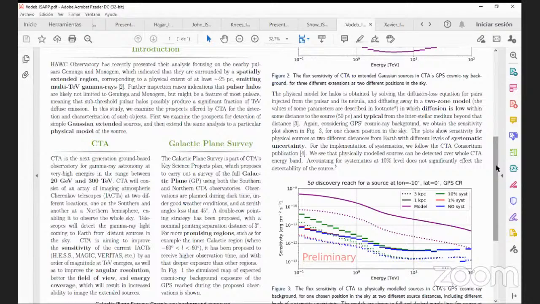I believe most of you are familiar with CTA to some extent, but just to provide a short description, CTA is the next-generation ground-based observatory for gamma-ray astronomy at very high energies.